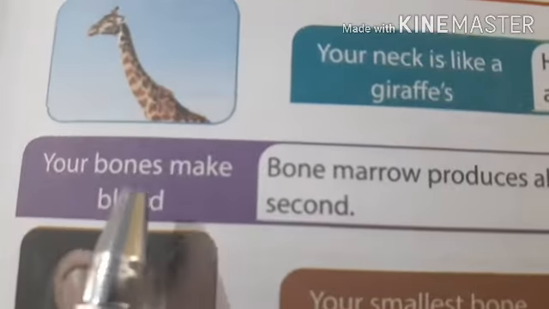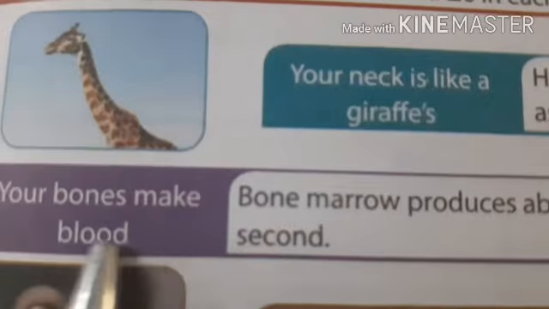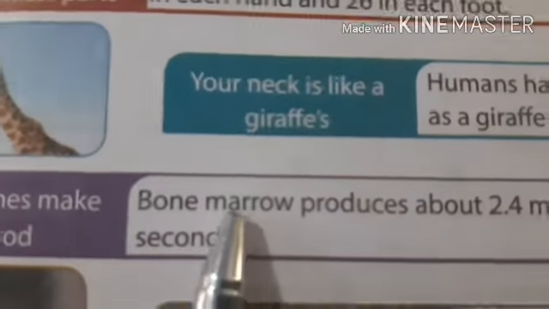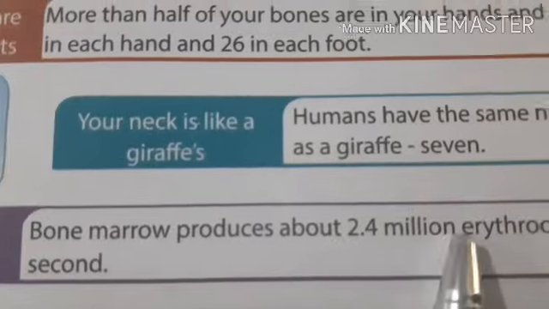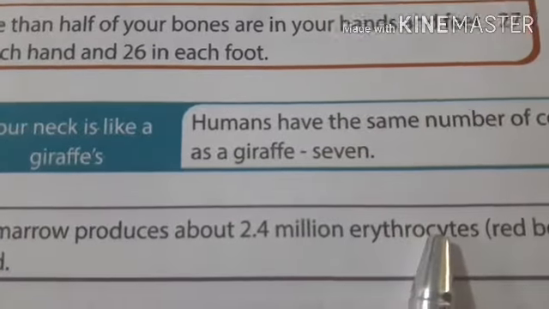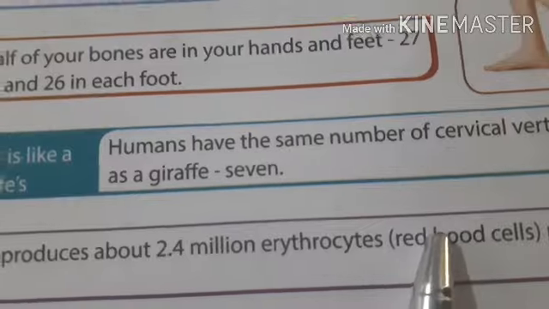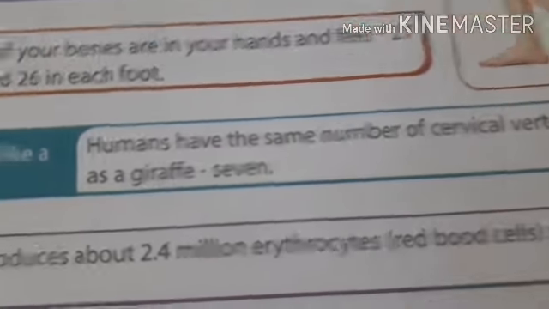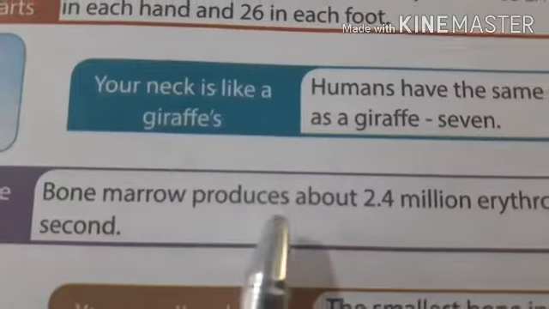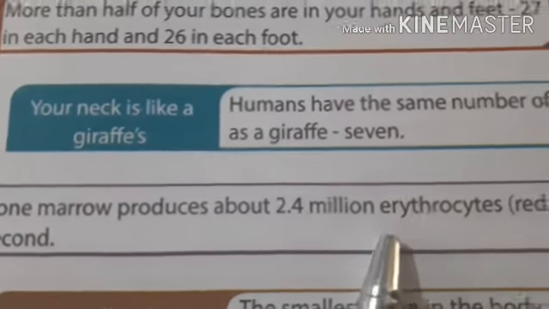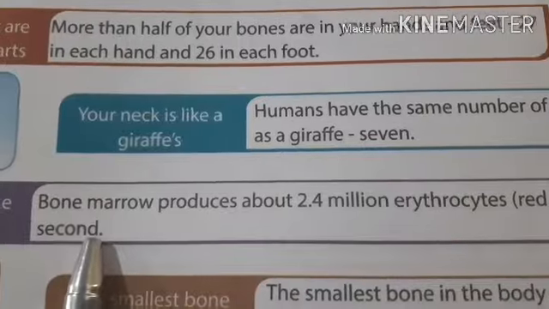Next, your bones make blood. Bone marrow produces about 2.4 million erythrocytes, red blood cells, which are called RBC, per second. Okay, it means bone marrow produces 2.4 million RBC in 1 second.